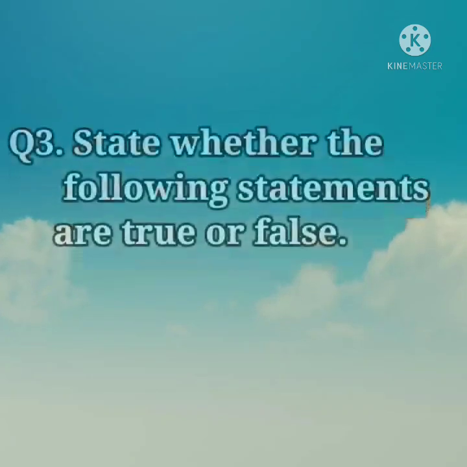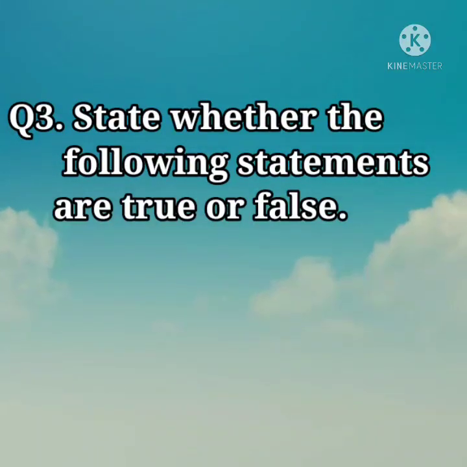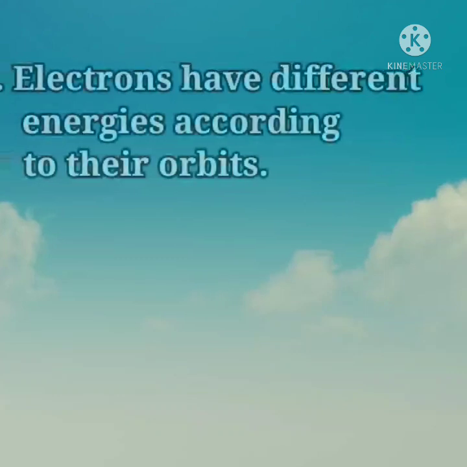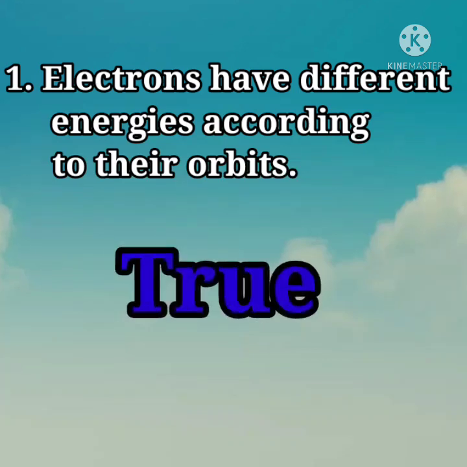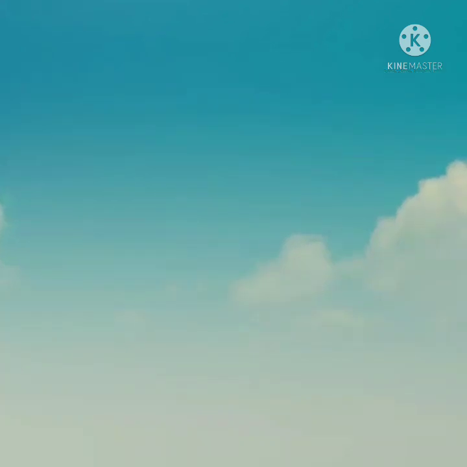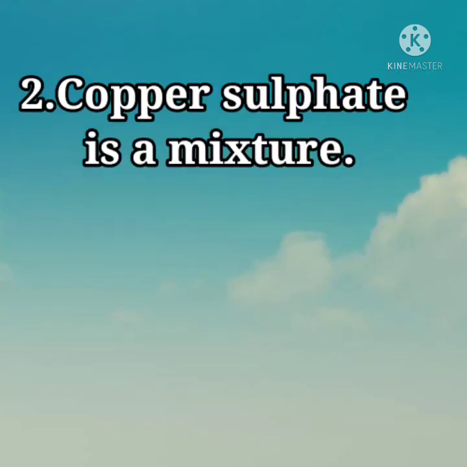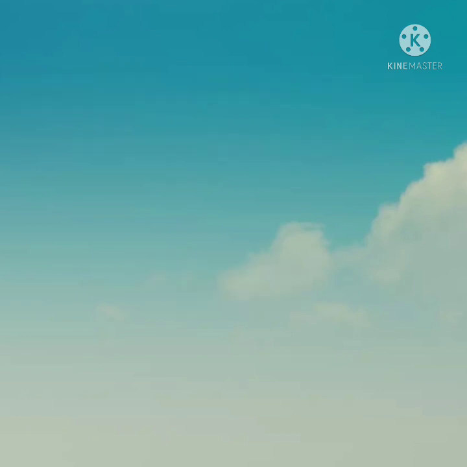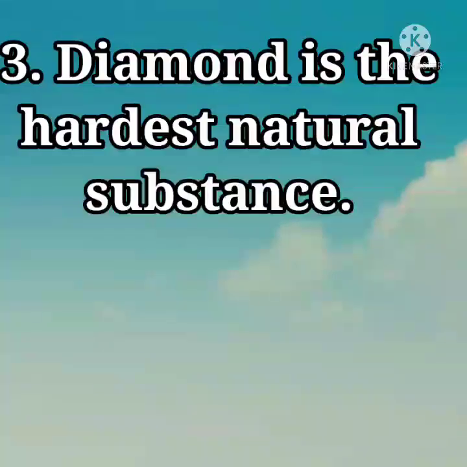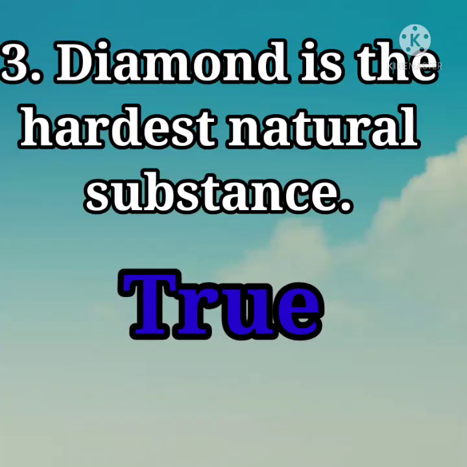Question number 3. State whether the following statements are true or false. First, electrons have different energies according to their orbits. Yes, it is true. Number 2, copper sulfate is a mixture. It is false because copper sulfate is a compound. Third, diamond is the hardest natural substance. Yes, diamond is hardest natural substance.